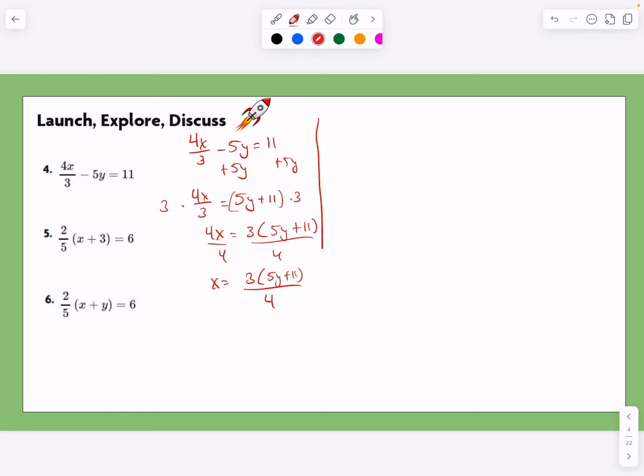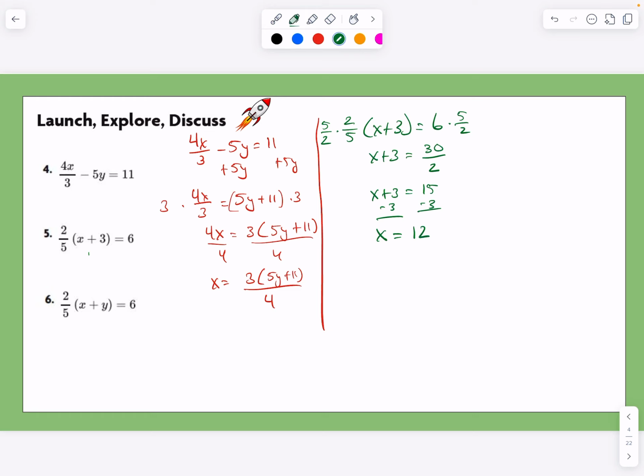That works just fine. This next one, we have 2/5 times (x plus 3) equals 6. So I'm going to multiply by the reciprocal, in this case. And so I end up with x plus 3 equals 30 over 2. And 30 over 2 is equal to 15. Then I subtract 3 from both sides. So x is equal to 12.